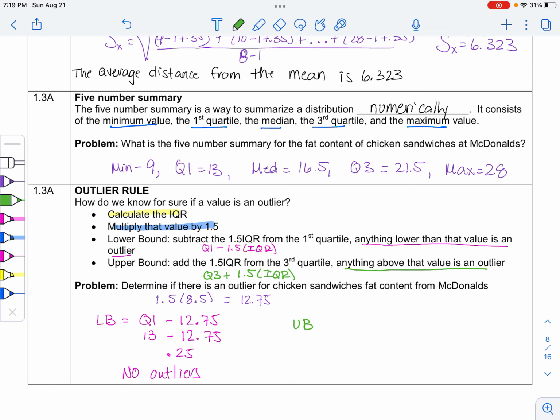Now let's check with our upper. For our upper boundary, we're going to take Q3 and add that 12.75. My Q3 was 21.5. I'm going to add 12.75. This would give me the value of 34.25. And none of my chicken sandwiches had fat content that high. So I would also say that there are no outliers on the high end. Because there are none on the low and none on the high, all of our data would be considered all good.